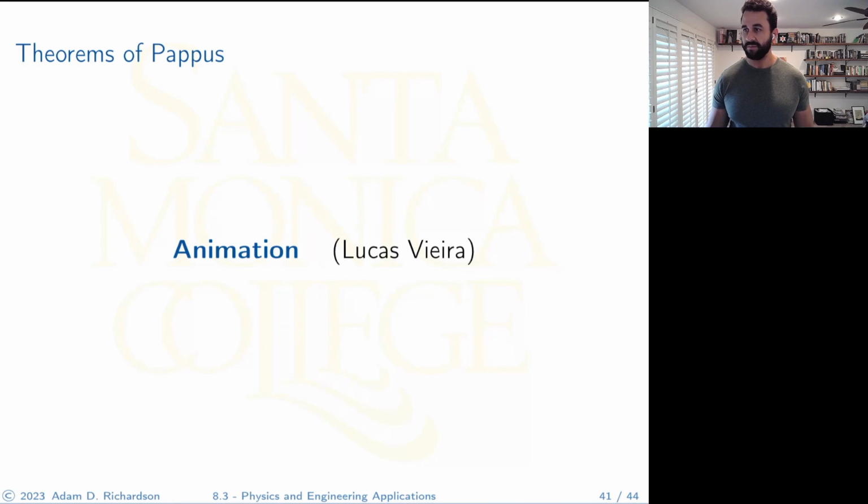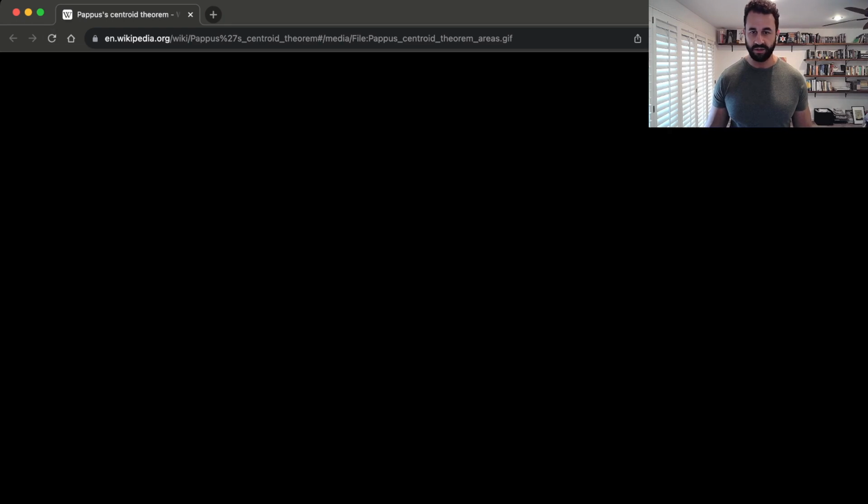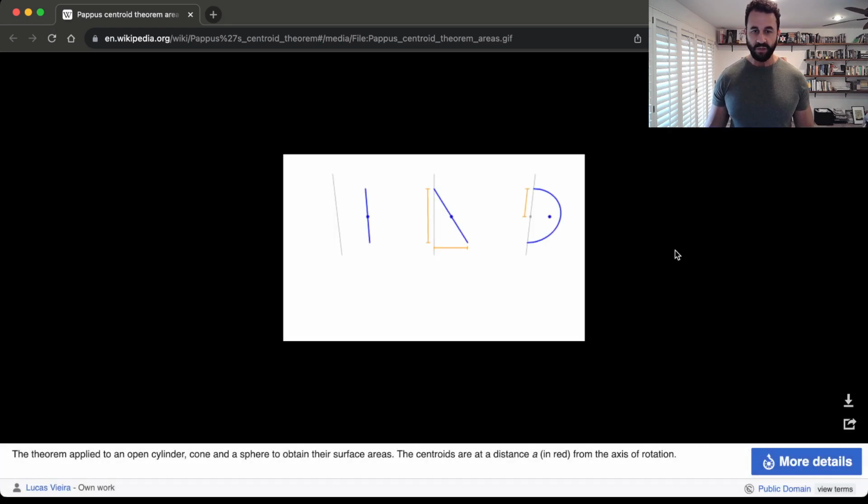Here we go. Okay. And what I'm going to do is actually refresh this for a minute. So let me start over here. There we go. So this is showing how the first theorem of Pappus works for three different regions. So here you're going to get the cylinder. And then here you're going to get a cone. And here you're going to get a sphere.